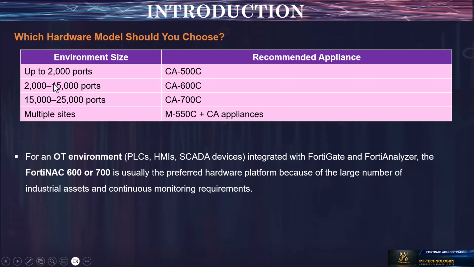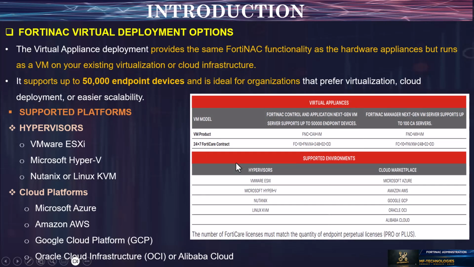As we see, for organizations monitoring up to 2,000 network ports, 500 is generally sufficient. For environments with 2,000 to 15,000 ports, the recommended platform is 600. For anything larger than that, 700 provides the necessary processing capacity. Finally, when multiple sites are involved, a dedicated 550 manager should be added to provide centralized administration. Okay, now we will go to the virtual deployment option.